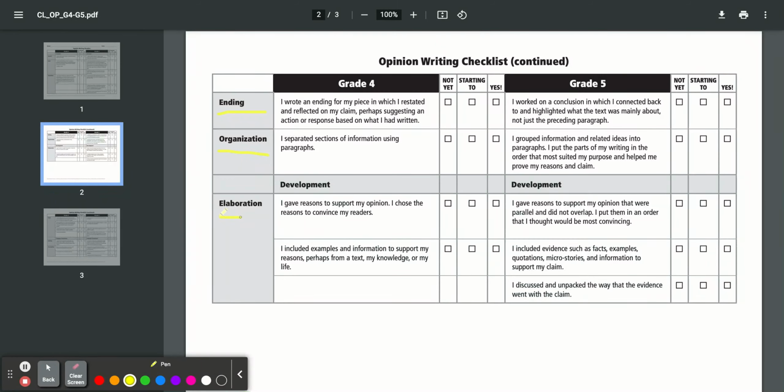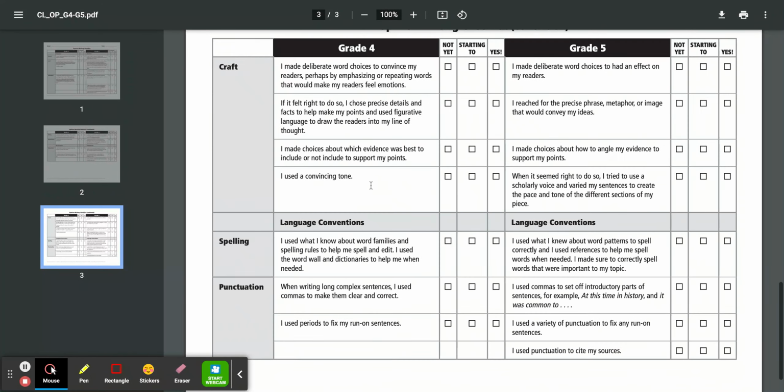Now let's move on to the development of your writing. The first part is elaboration. Did you give reasons to support your opinion? Did you choose reasons that are convincing to your readers? Did you include examples and information to support your reasons, like when you conducted your research or your personal knowledge or your life? Let's look at the last page of it.